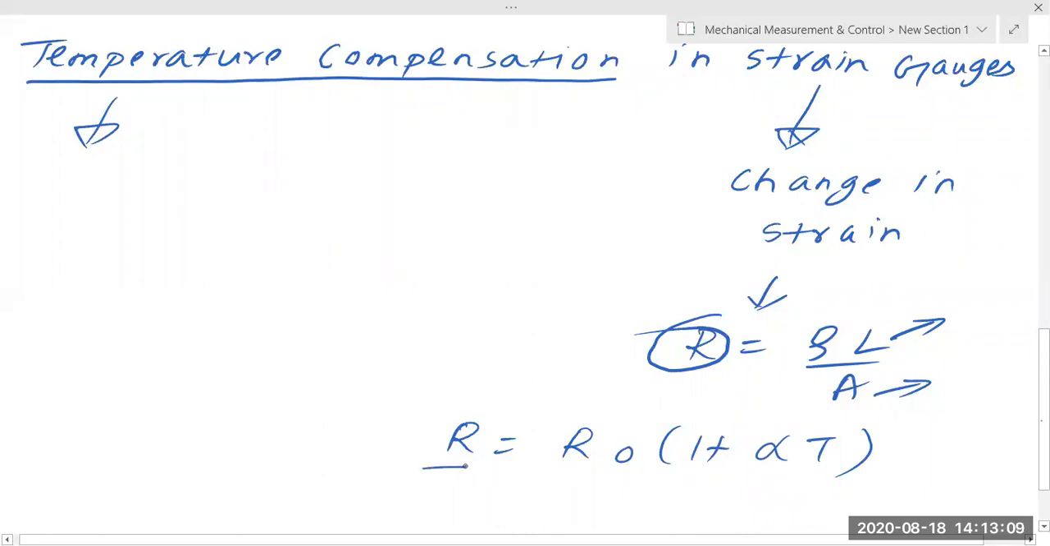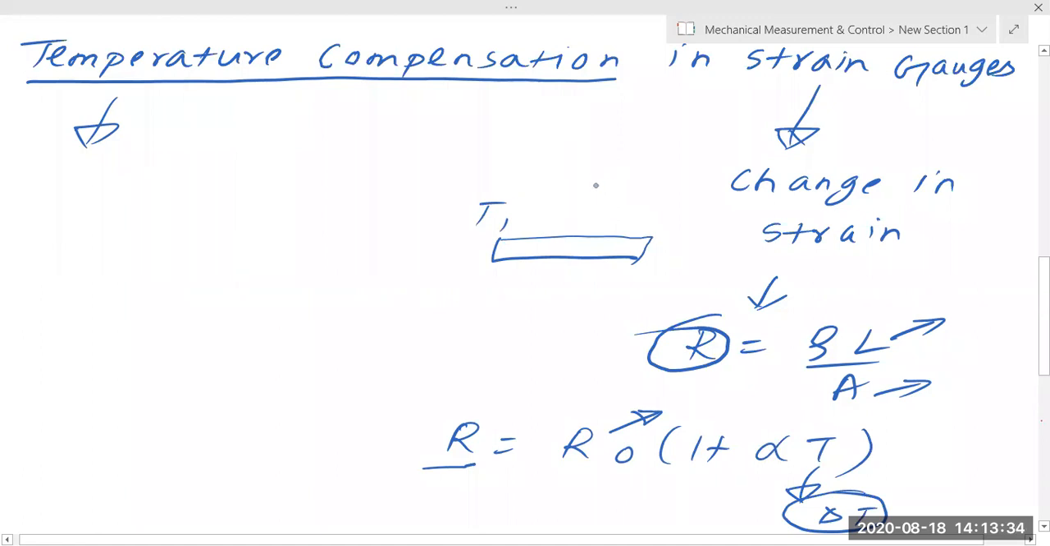Suppose this is the initial resistance. Rather than saying resistance change, I'll say whenever there is temperature change. Suppose this is the bar, and initially it was at a temperature T1, and after some time the environmental temperature changes, and the temperature has changed to T2. Automatically this initial resistance will change to some new resistance, because we have studied in strength of materials that R is equal to R naught into 1 plus alpha T.